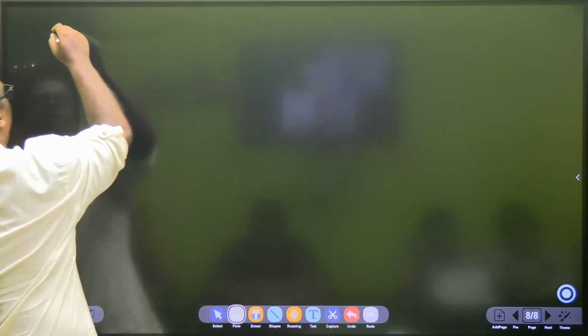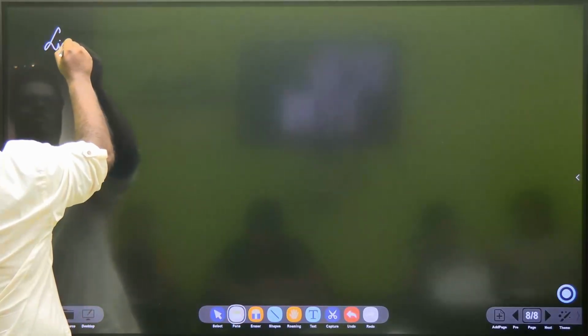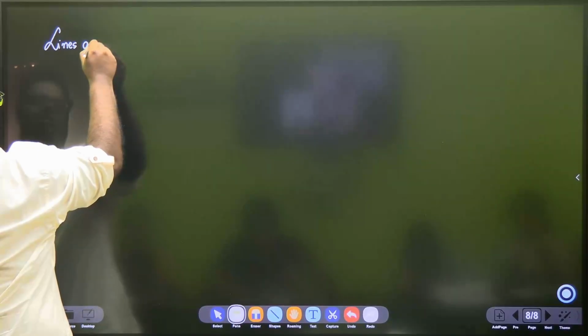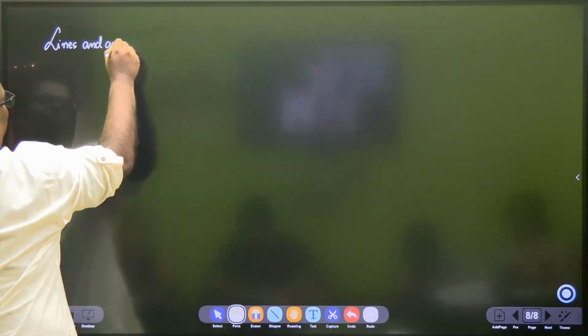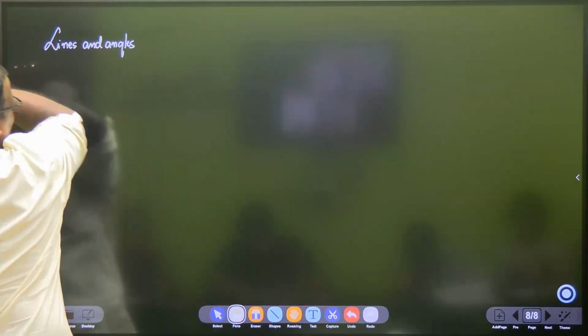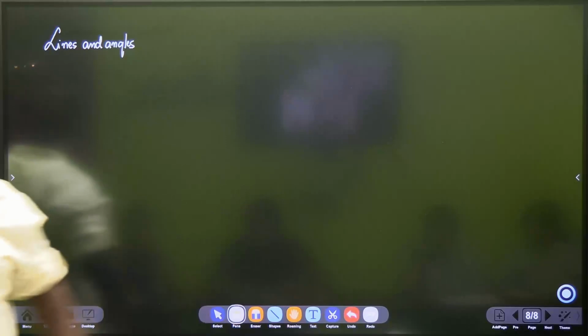The chapter is all about lines and angles. I don't know what fascination you all have to sit so much on that corner. How can I write this way? These sides are free. You can push this table this side and sit from this side. Can you see from there?